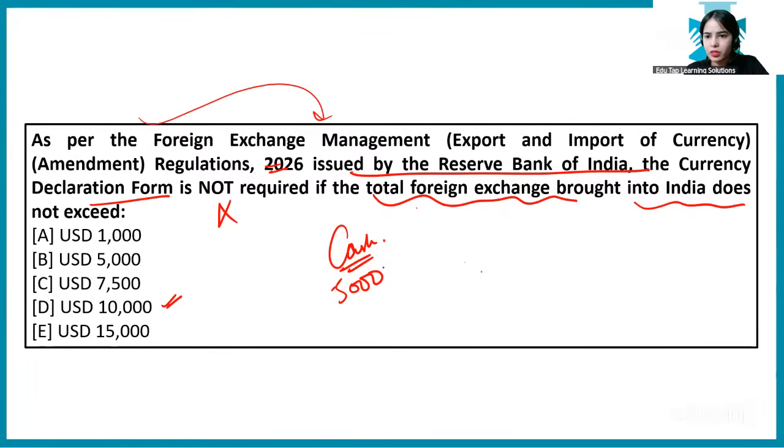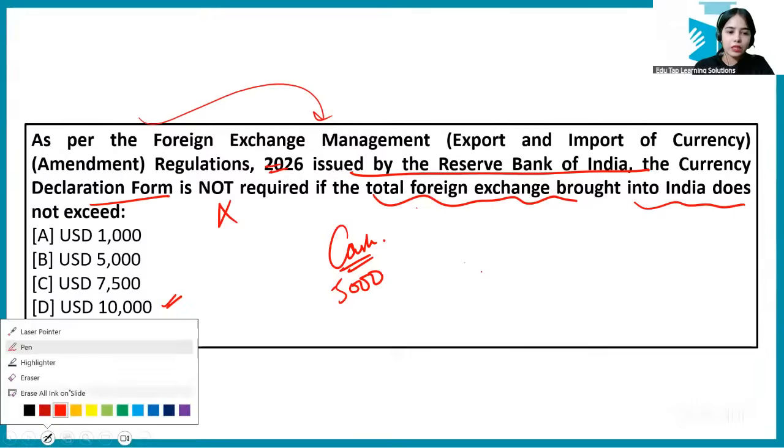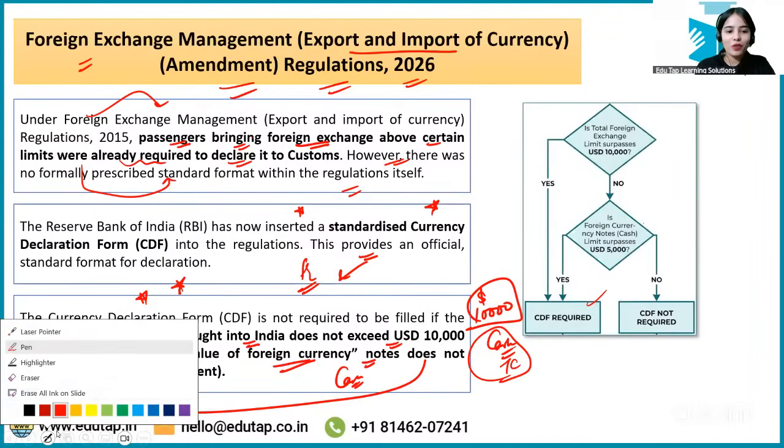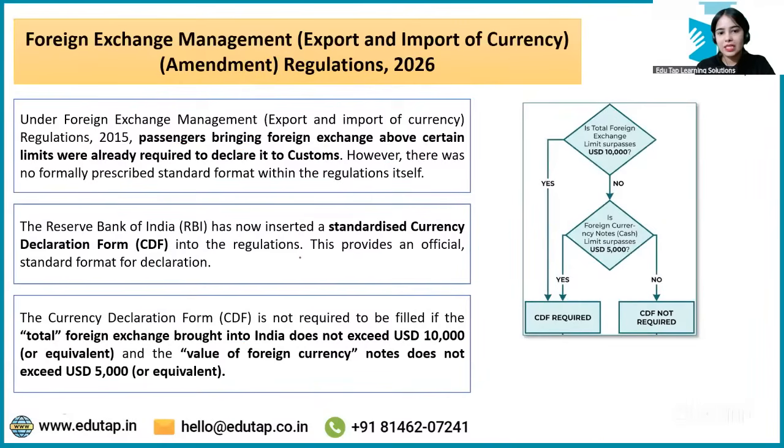Any confusion? What benefit does this have? Basically, set format. The RBI wants to get the information into a set format. This provides an official standard format for the declaration. That's all.